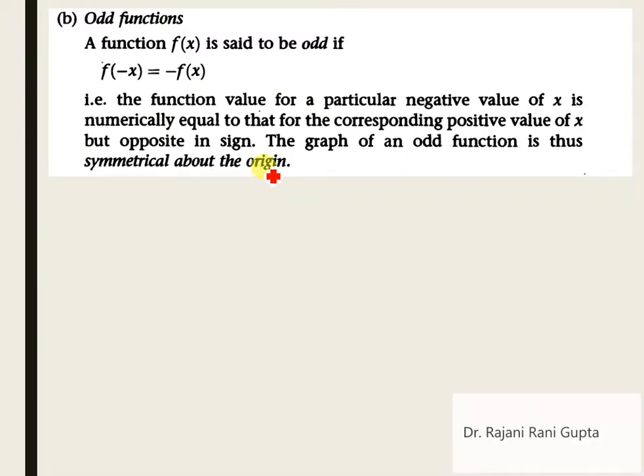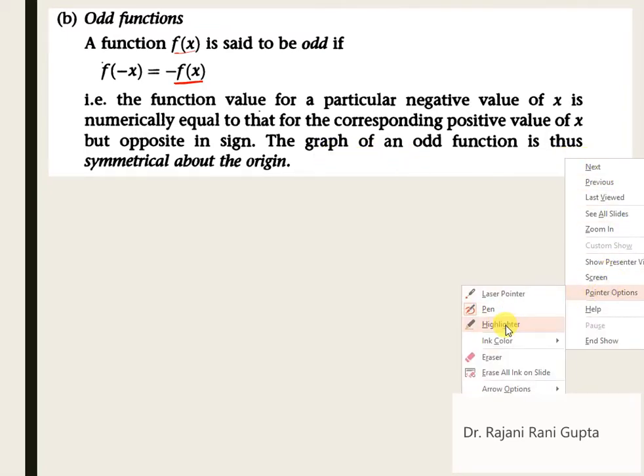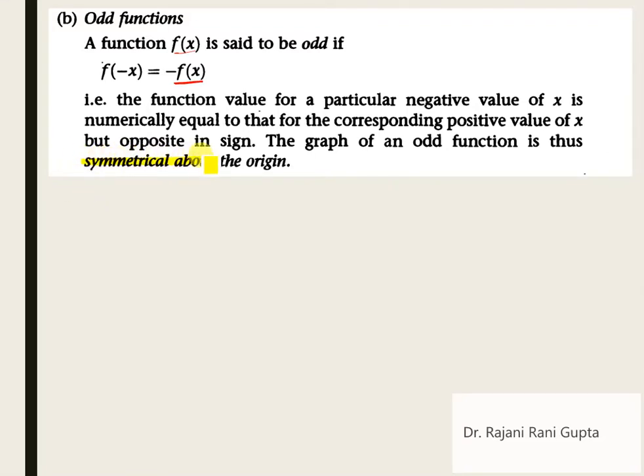Next we define an odd function. A function f of x is said to be an odd function if f of minus x is equal to minus of f of x. That is, the function value for a particular negative value of x is numerically equal to that for the corresponding positive value of x but opposite in sign. It means the positive value of x gives f of x, and opposite in sign means the negation of the sign will be there. Graphically, the graph of an odd function is symmetrical about the origin.